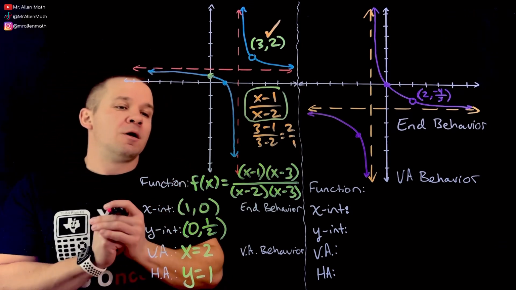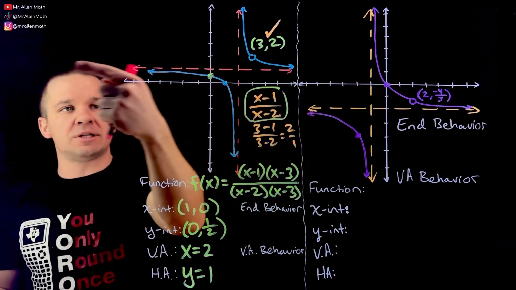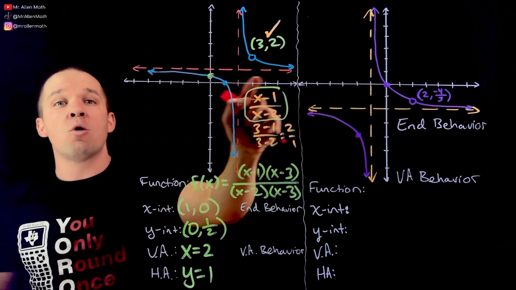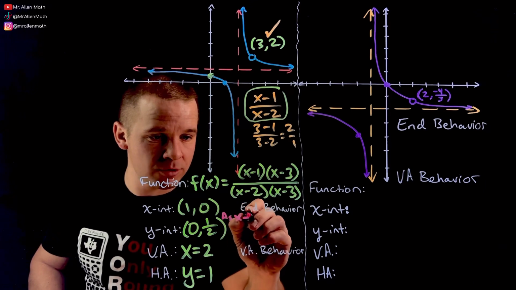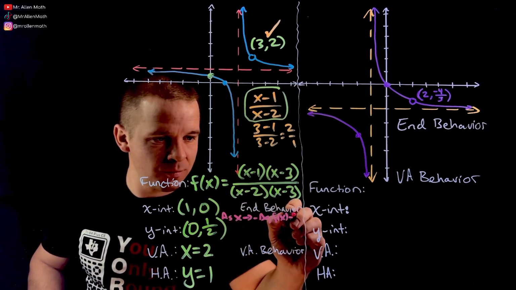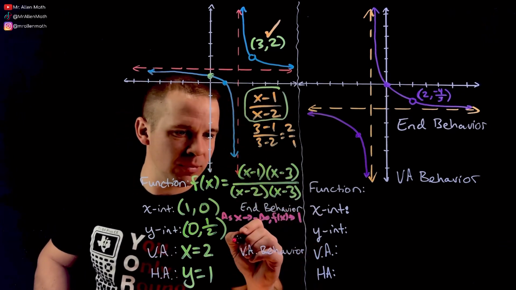All right. So end behavior is as we go to the left and as we go to the right. So as I go to negative infinity, what's my blue graph approaching? It's approaching that asymptote there, which is y equals 1. So as x approaches negative infinity, f of x approaches positive 1. Boom, we fit it.